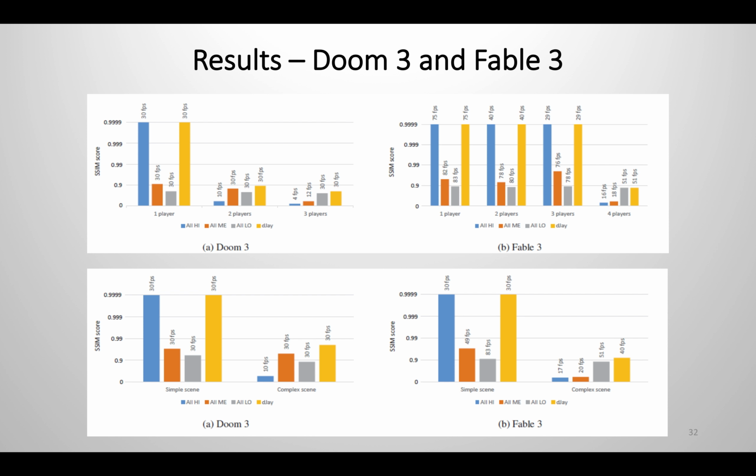So we can see for a simple scene on high settings, medium settings, and low settings, and on DJ, we're seeing that DJ is getting the same FPS and also maintaining a good SSIM score. And for a complex scene, it's still maintaining a good score, which means it's still visually pleasing and it's still maintaining the FPS that we require of the game.